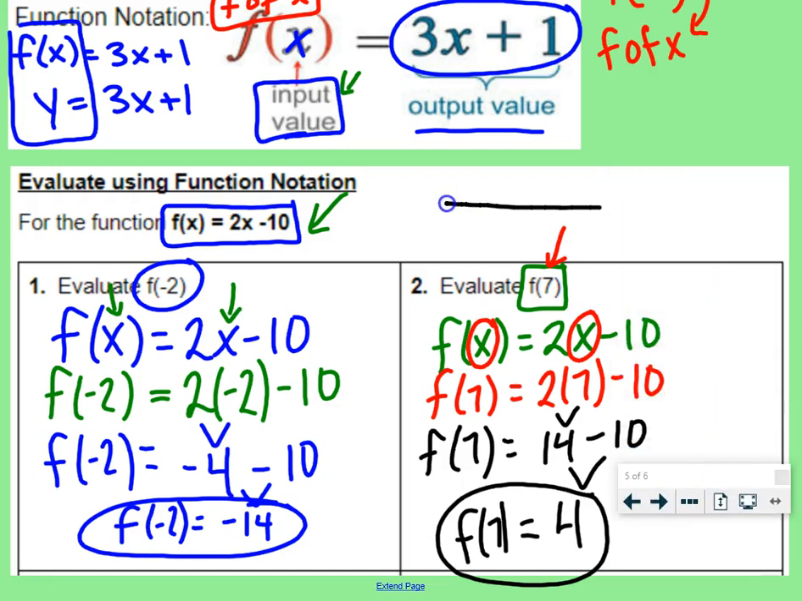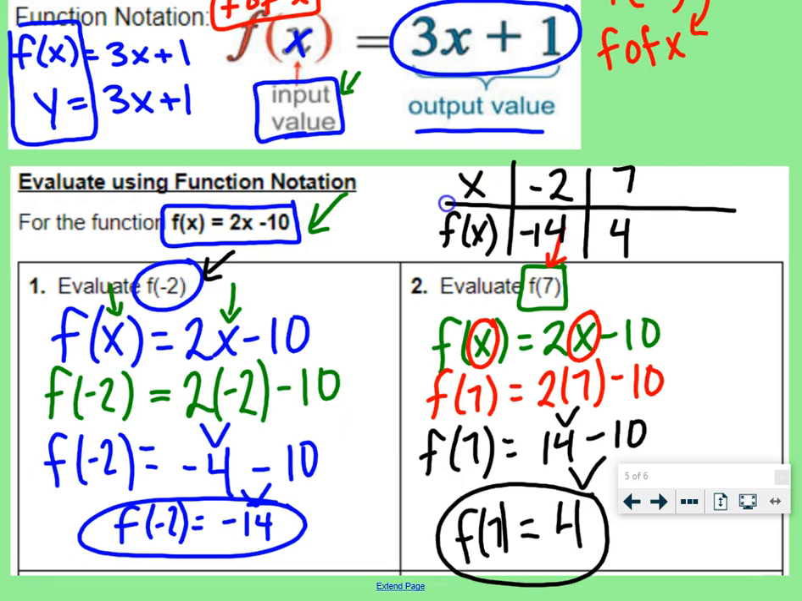So if we were to make an input-output table, x, f of x, when we put negative 2 into our function over here, we got negative 14 out. When we put 7 into our function, we got 4 out. That's just what that means.